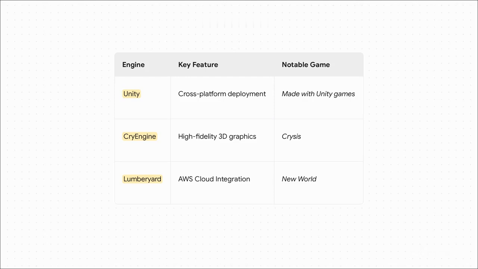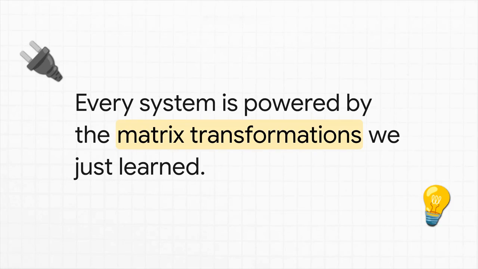And these things are absolutely everywhere today. Unity is famous for making it easy to release your game on PCs, consoles, and phones all at once. CryEngine has always been known for pushing the limits of photorealistic graphics. And you've got engines like Amazon's Lumberyard, which is built from the ground up to integrate with cloud services for massive online games.